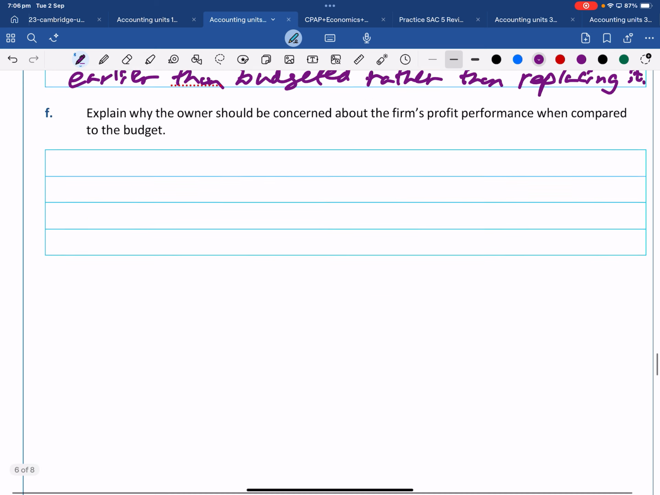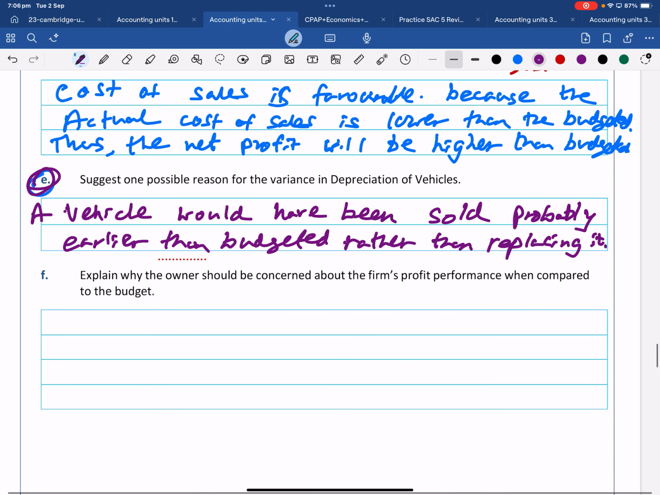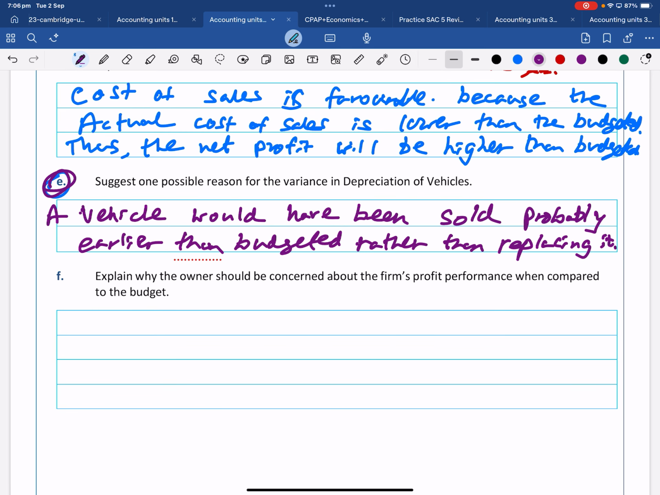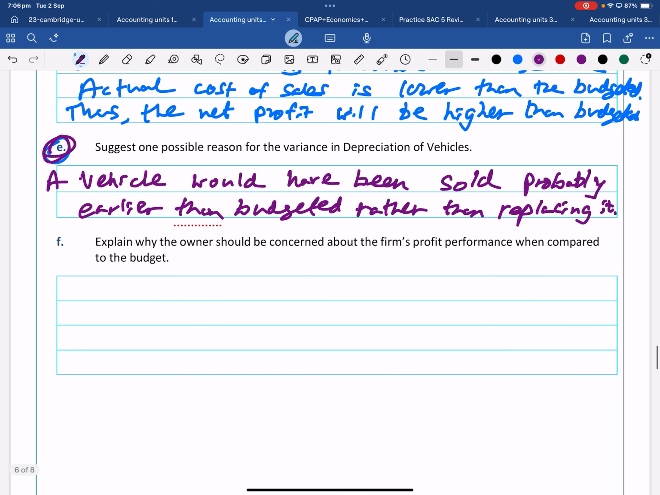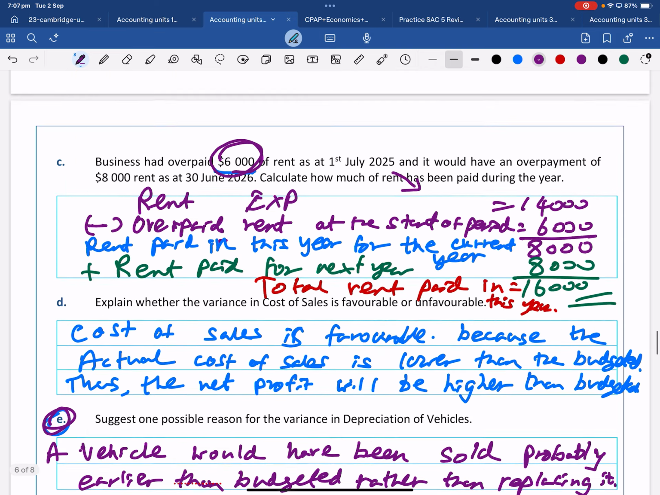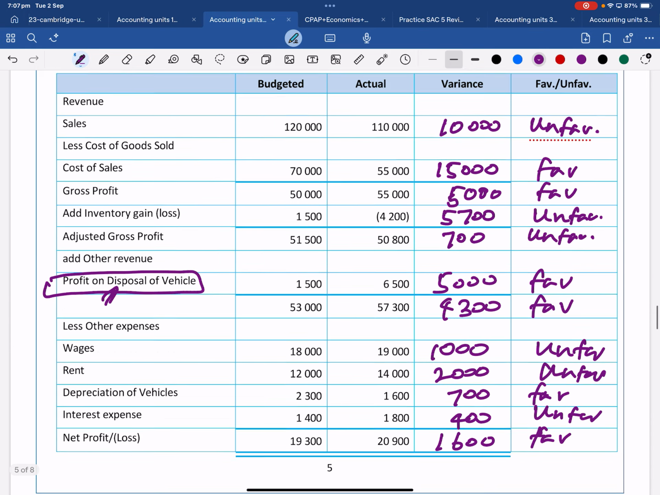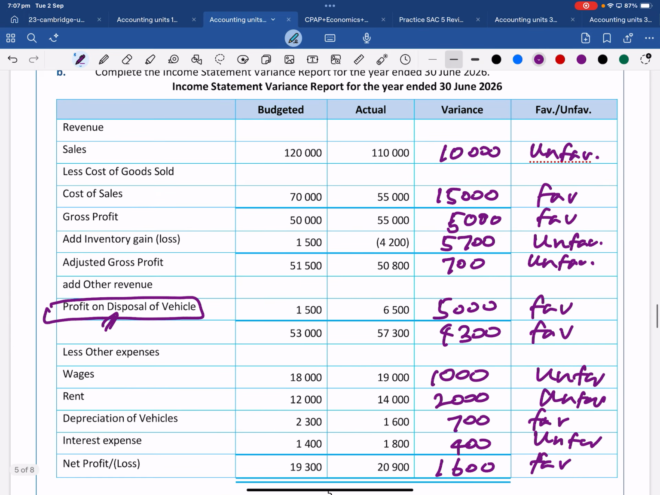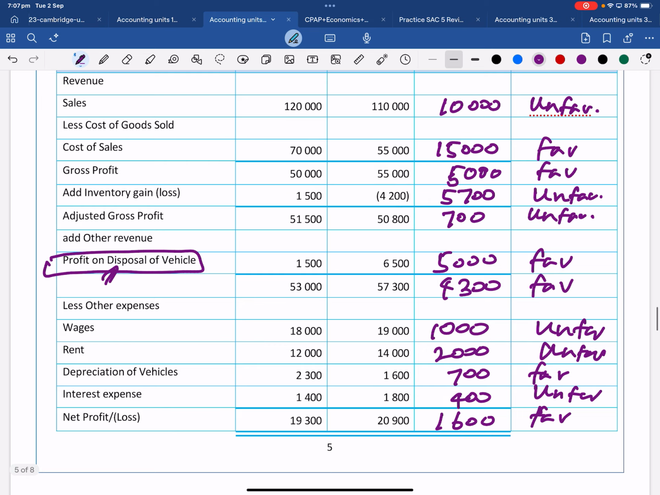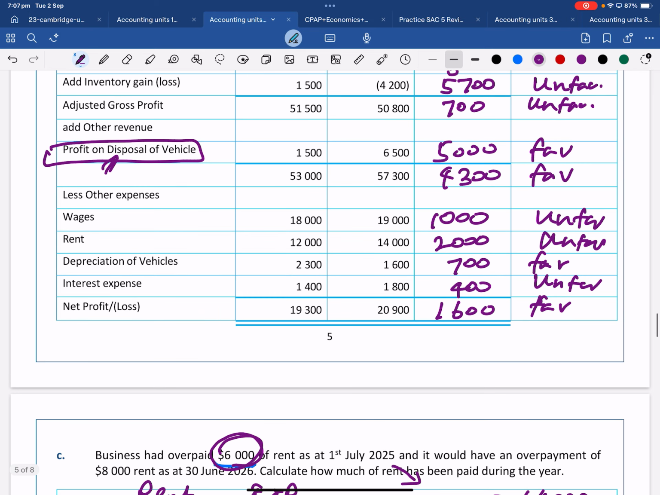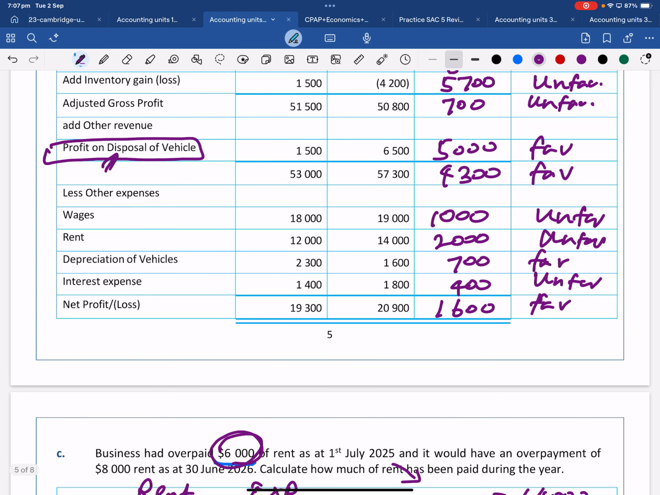Okay, guys, next one, last one. Explain why the owner should be concerned about the business performance. Because even though there was a net profit, the actual adjusted gross profit was still less than the budget. Yeah, unfavorable. Then gross profit was favorable. Then what else? Sales were also unfavorable.